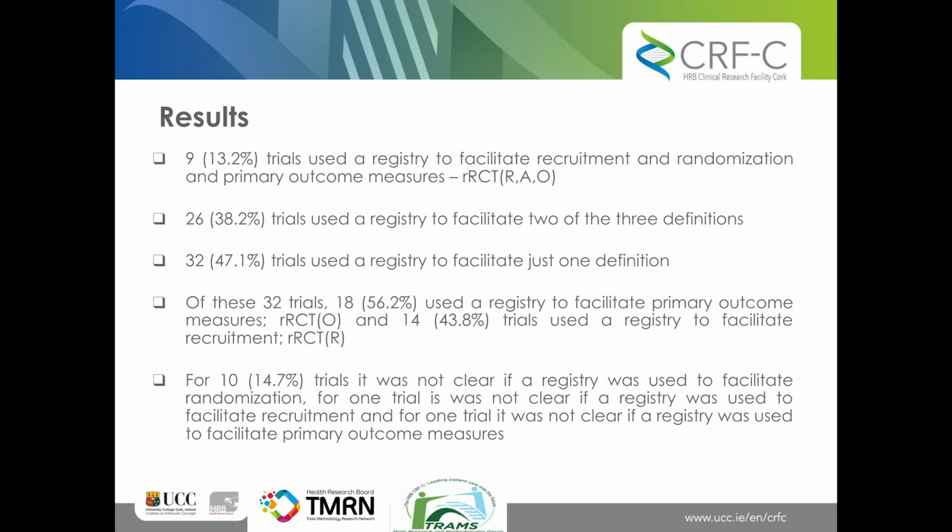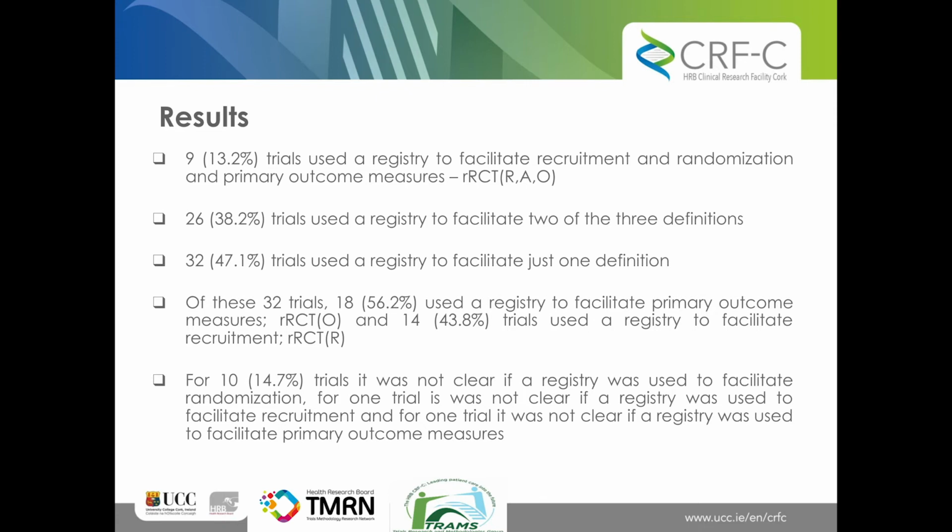So just a couple of results. 9 of our trials utilised a registry to facilitate those three procedures: recruitment, allocation and outcome. 26 trials utilised a registry for 2 of the 3 definitions, and 32 trials utilised a registry for just 1. Now, of these 32 trials, 18 used a registry to facilitate primary outcome measure, and 14 used a registry to facilitate recruitment.